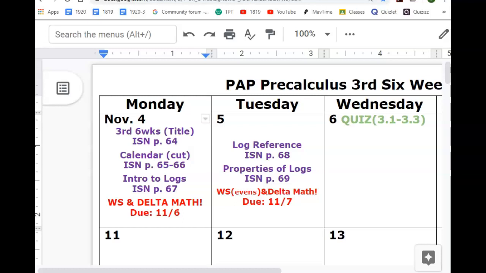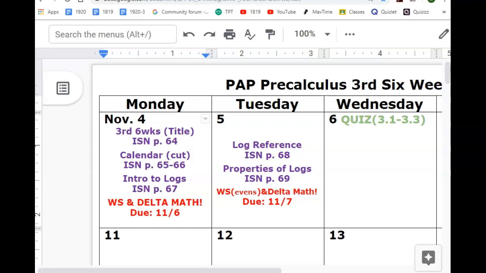Because it's on Delta Math doesn't mean you can't write stuff down. Okay, it's fun to write stuff down. But because of that, you're only doing the evens on the worksheet. We may get to where we just do a Delta Math, or maybe a few on the paper or whatever. But right now, I'm going to kind of keep it both, just so I can make sure that you're actually doing some work.